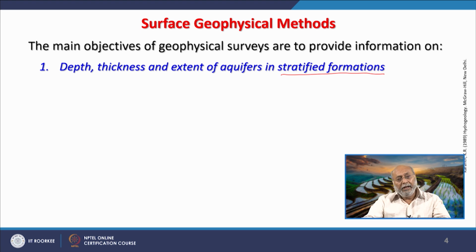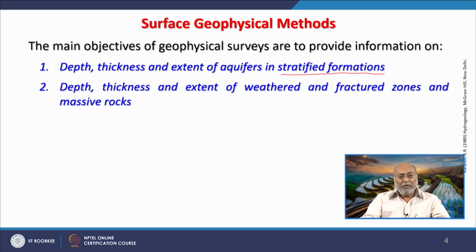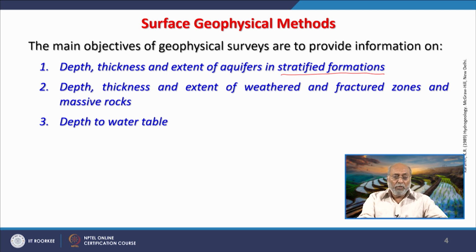Similarly, in case of metamorphic terrain, similar things can also happen. So, in a very generalized manner this word is used, stratified formation. Again I am saying it does not mean that we are only talking about sedimentary terrain. So, depth, thickness and extent of aquifers can be estimated using surface geophysical methods. Another aim of such methods is the depth, thickness and extent of weathered and fractured zones and massive rocks. This is typical in igneous and metamorphic terrain. So, similarly, as when we are looking in sedimentary rocks, we are looking also for water in the igneous and metamorphic terrain.